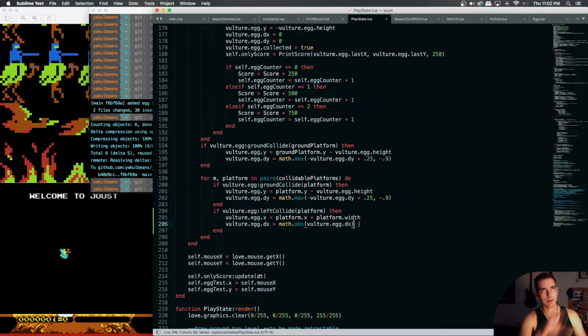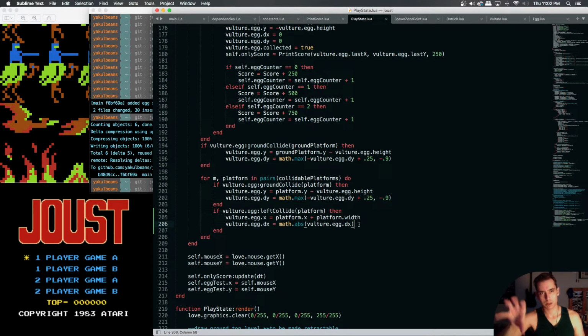So that way, even if the egg was coming this way, detects a left collision, the left collision is detected, so it's going to move it to the right side of the platform and keep its dx positive, which is to the right.